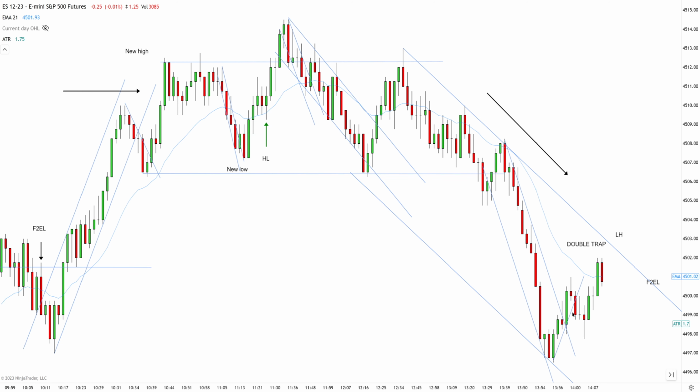I now have a visual of a pullback and double trap. But the EMA didn't reject at first, we broke higher. And because this was such a massive bearish depletion, I have only one swing here. I'm not really sure if we're going to break higher.